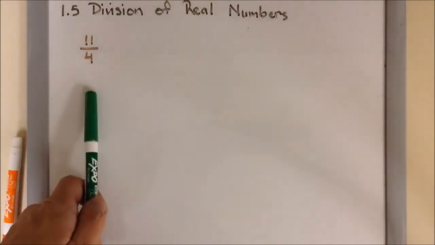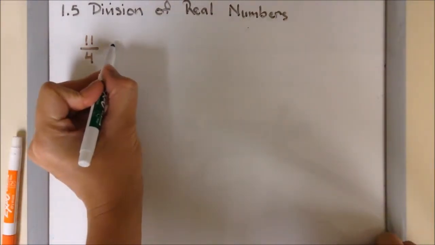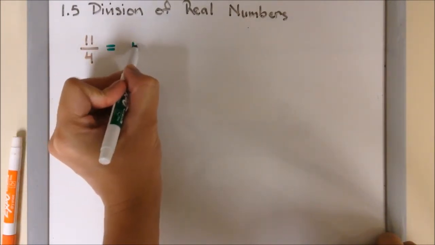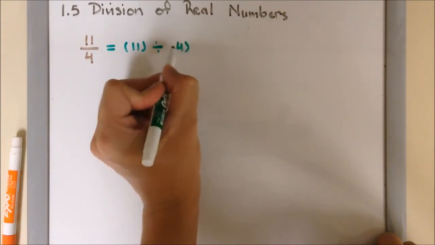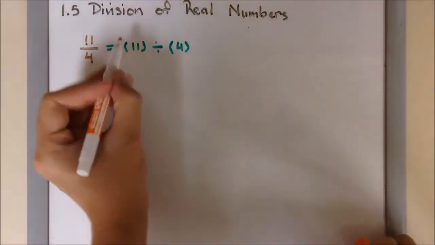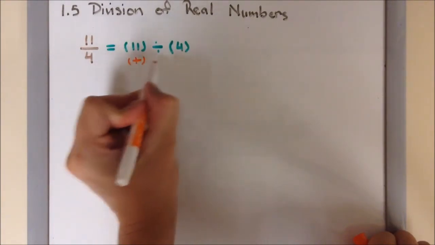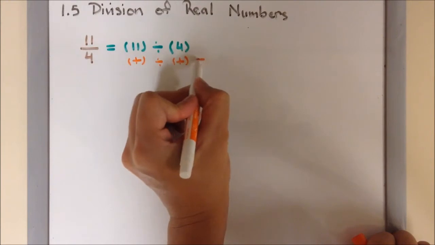Example 3, we have another fraction, 11 over 4. If you were to rewrite it as a division problem, it's just 11 divided by 4. Next, I'm going to check the sign. So it's a positive divided by positive, so our final answer is positive.